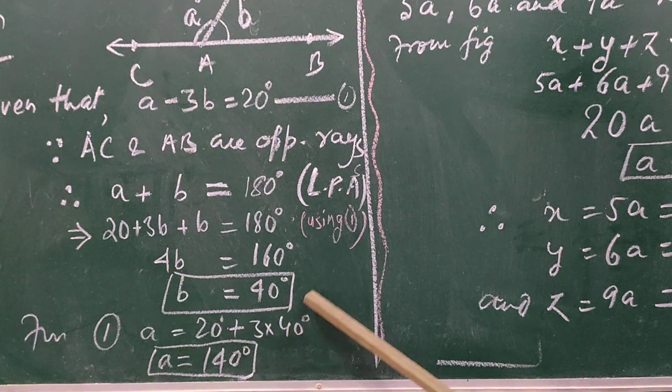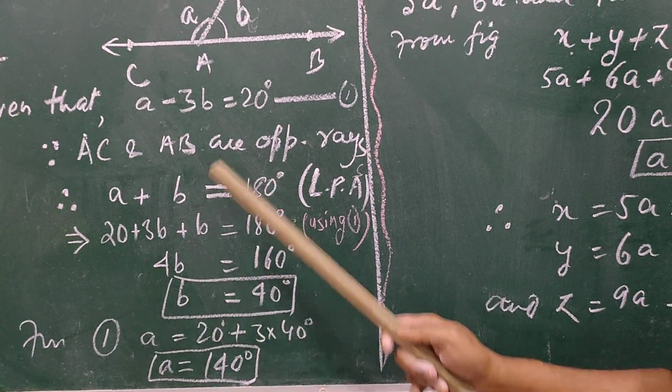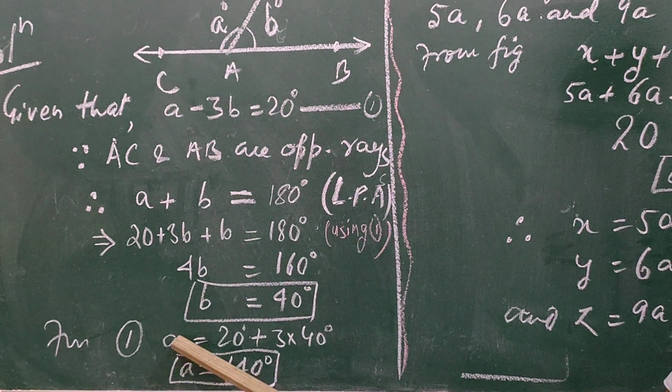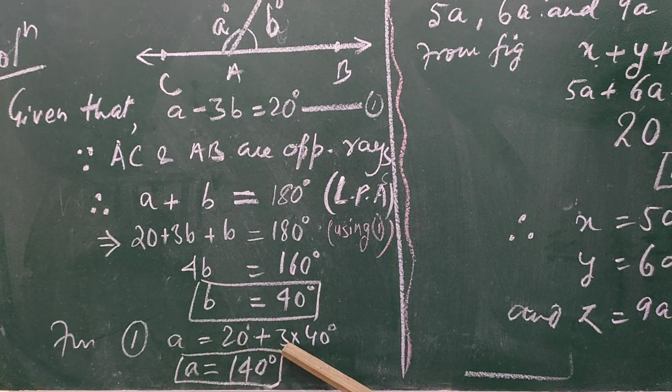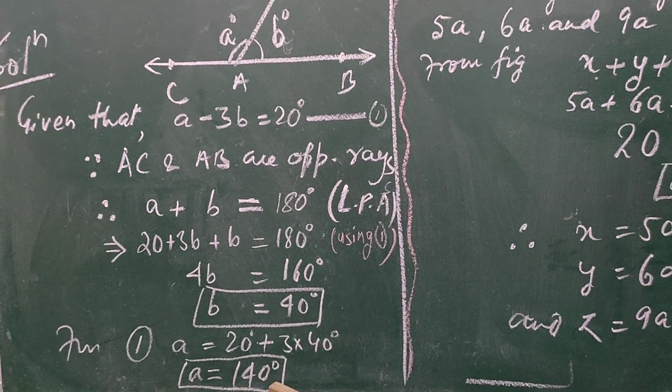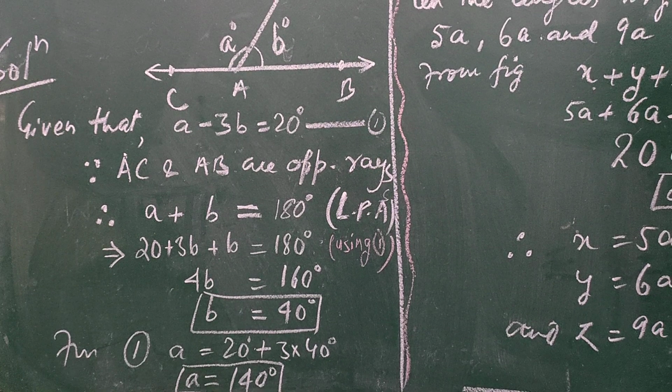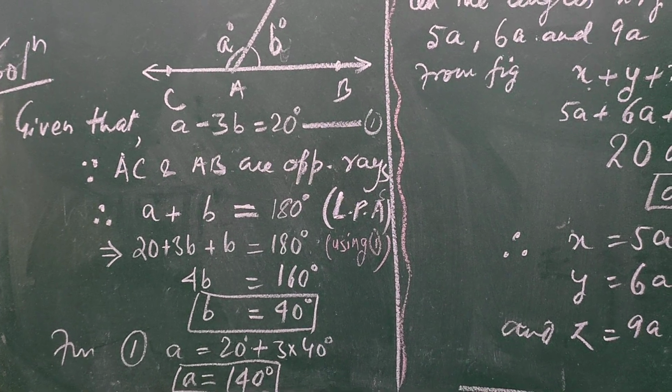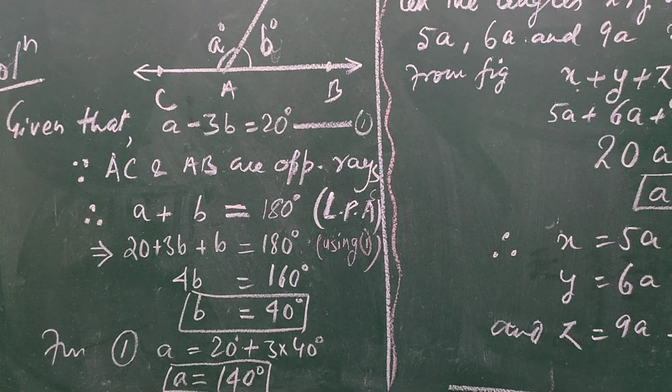Now putting the value of B in equation 1, you get A equals 20 plus 3B, B equals 40 degrees, and the value of A becomes 140 degrees. Hence the angles are A equals 140 degrees and B equals 40 degrees.